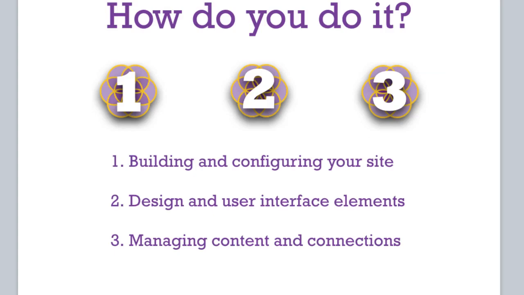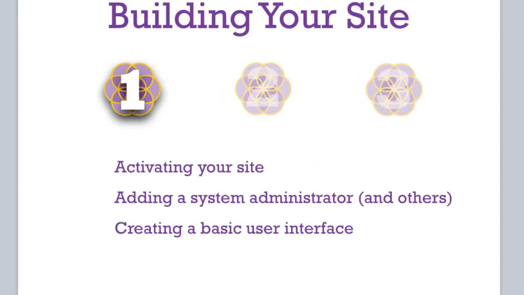Well, how do we get started and how do you do it? Well, there's 3 simple steps. First is building and configuring your site. Usually we'll take care of that for you. The second is design and user interface elements. And then the third is managing the content and connections that your site has around the community. First, building your site and activating your site, creating a system administrator, and looking at the basic user interface.